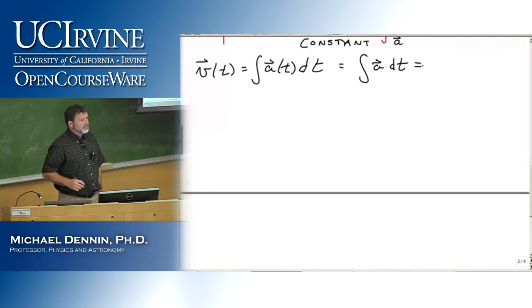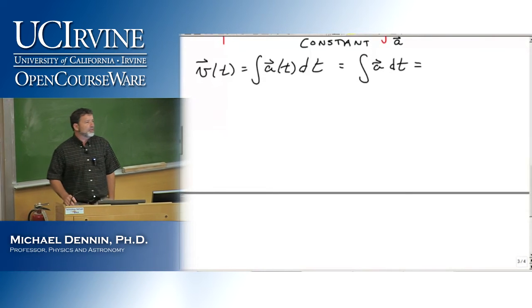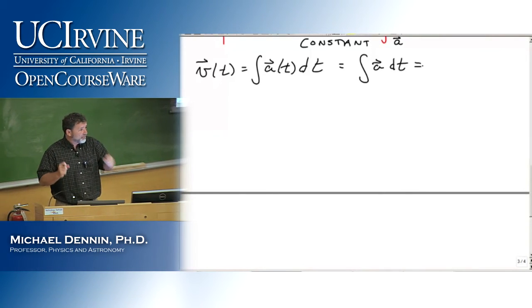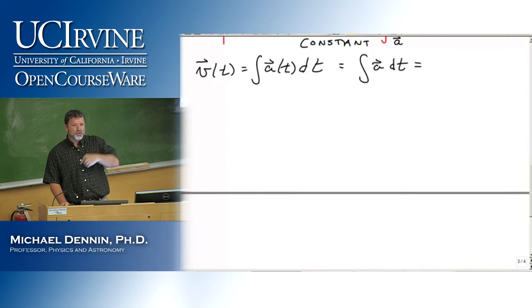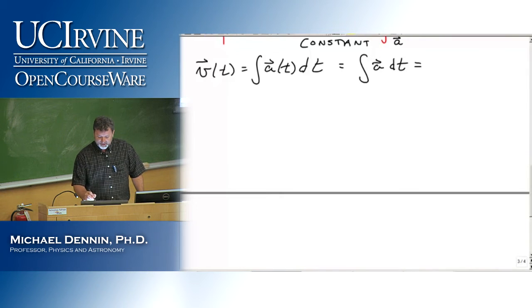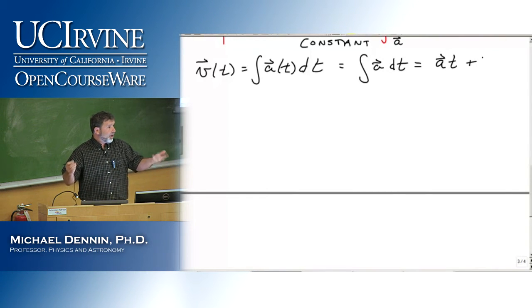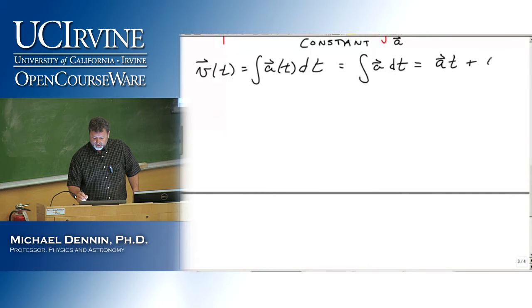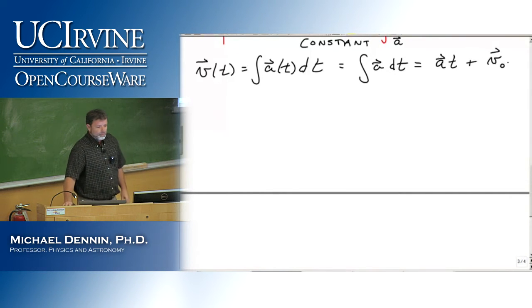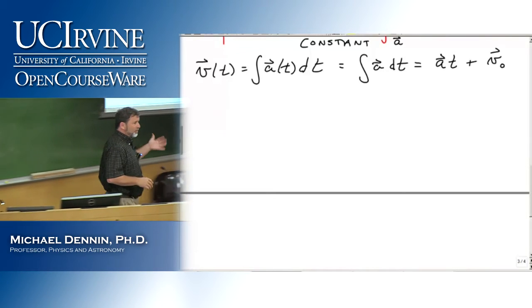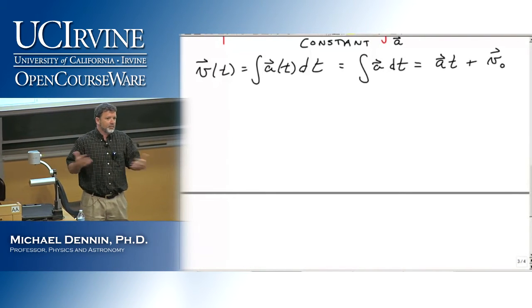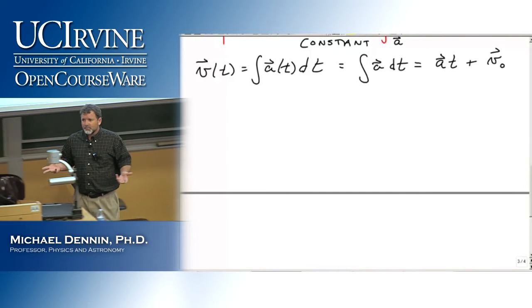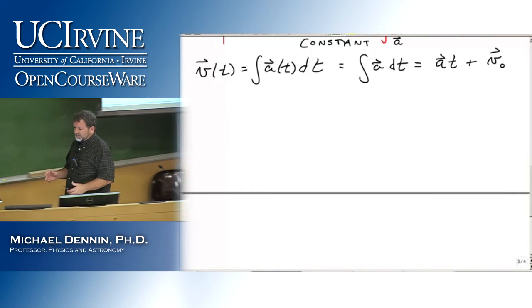What's the integral of a constant? 0. Oh, you just got it backwards. That was very confident, though. I like it. The derivative of a constant is 0. What's the integral of a constant? Linear. It's a times t, plus we have to add some arbitrary constant when we integrate. We're going to call that v naught. Why do we call that v naught? Because if I plug in t equals 0, v has to be whatever velocity is at t equals 0, which we call v naught. So that's our first equation of constant acceleration.